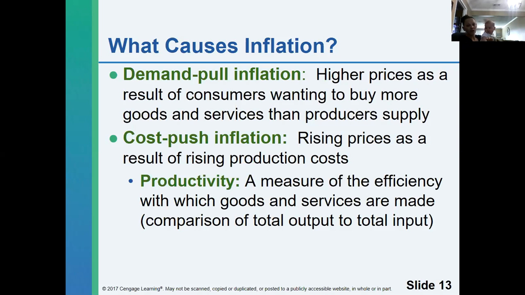Productivity is a measure of the efficiency of which goods and services are made. So it's a comparison of the total output to total input, like a ratio. How much of this are we producing? And what did it cost to make it? How many hours? How much supplies? So the productivity, that's how it's measured, the efficiency.